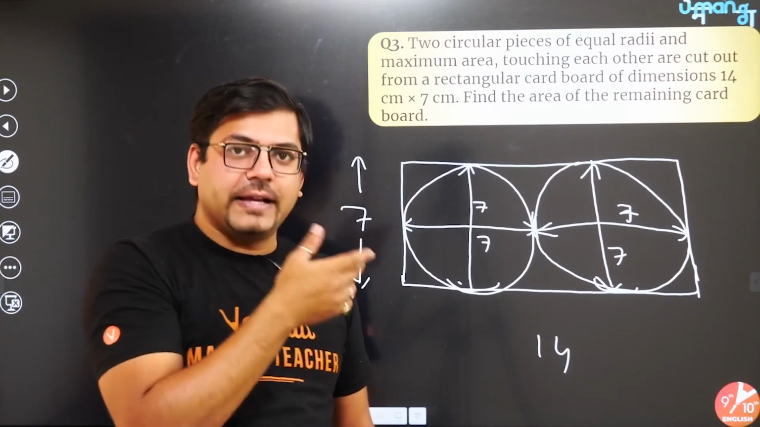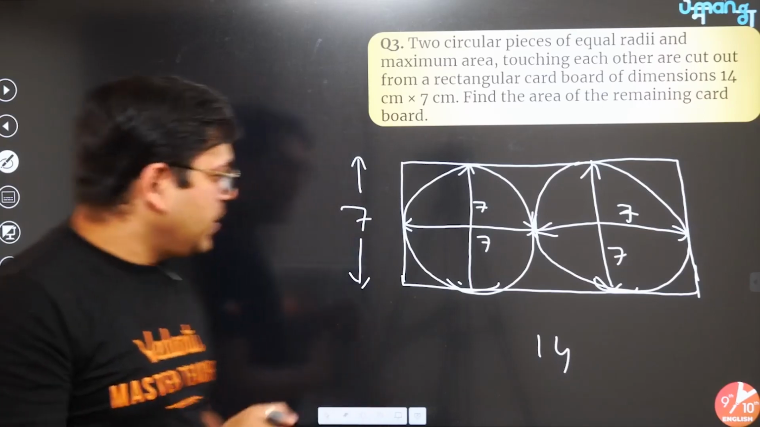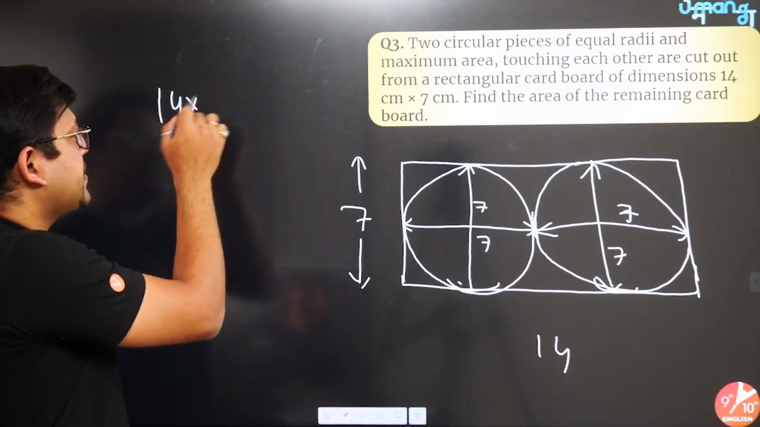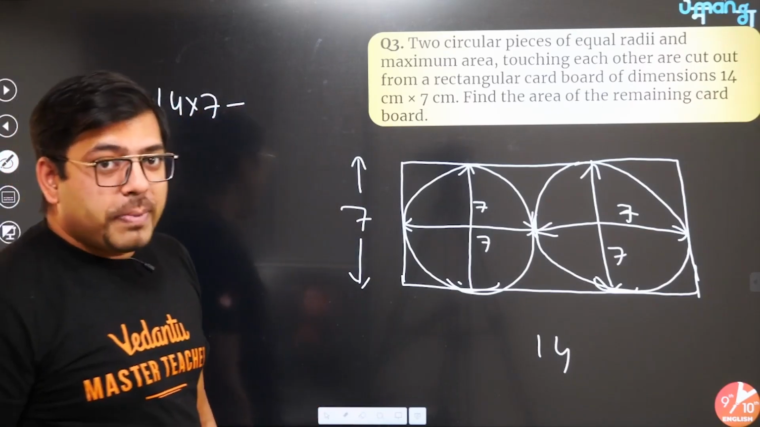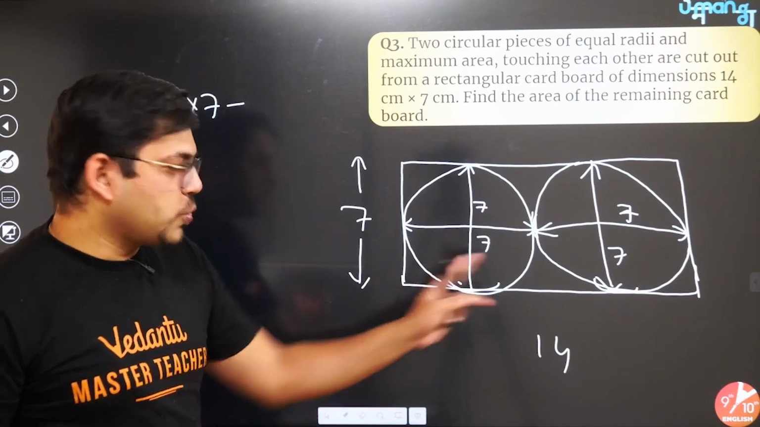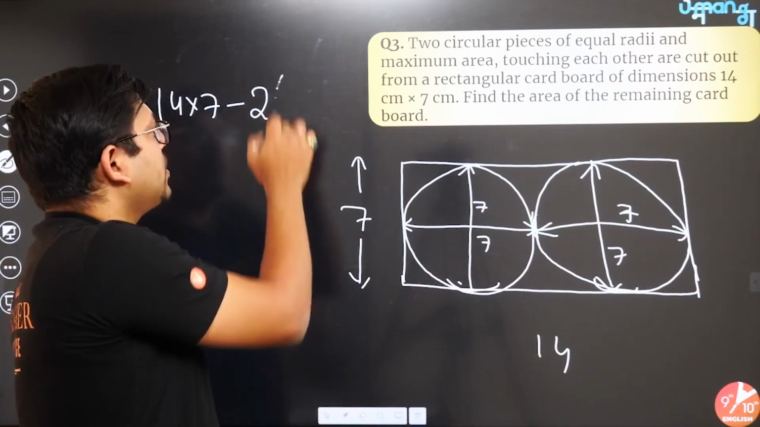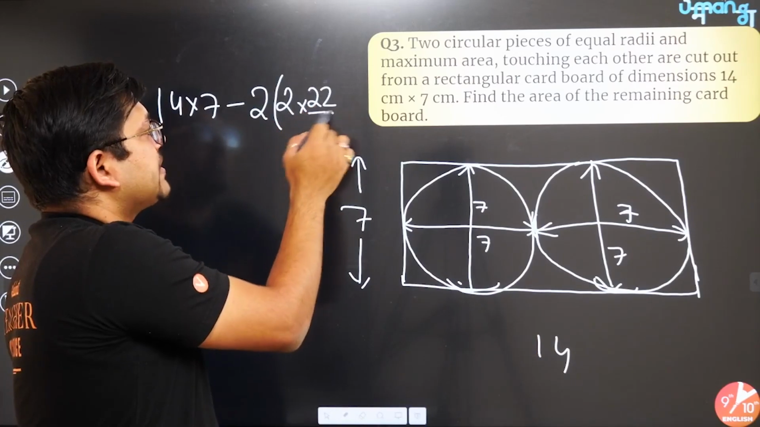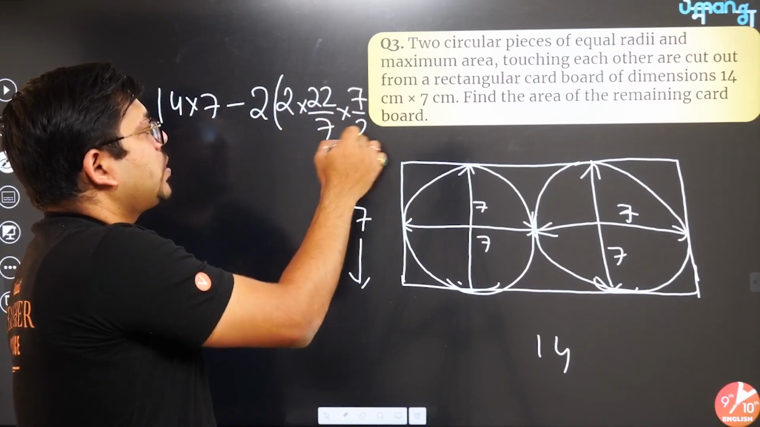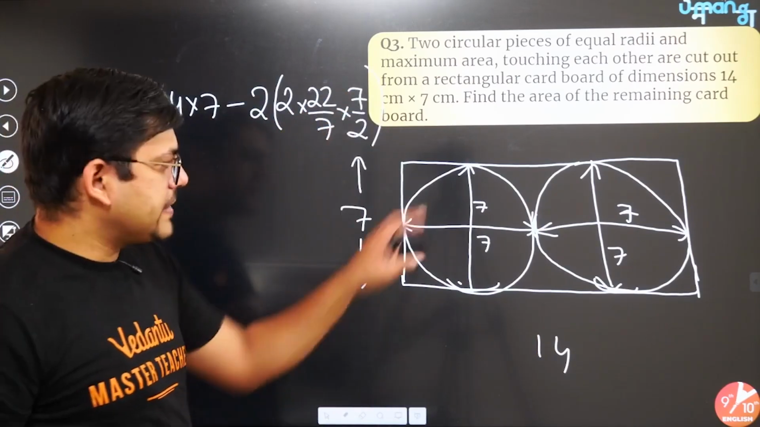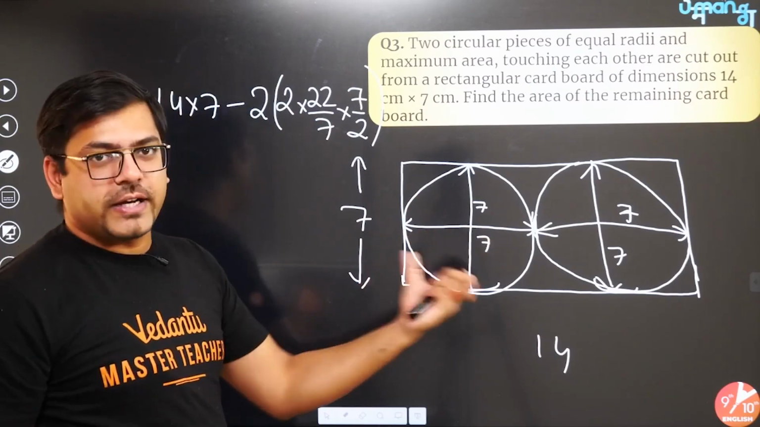Area of rectangle minus area of two circles. So area of rectangle, everyone knows 14 into 7, minus 2 into 2 pi r, because two circles are there. So minus 2 times 2, pi is 22/7 and radius is 7/2. Fine, radius is 7 by 2. So diameter is 7, radius is 7 by 2.